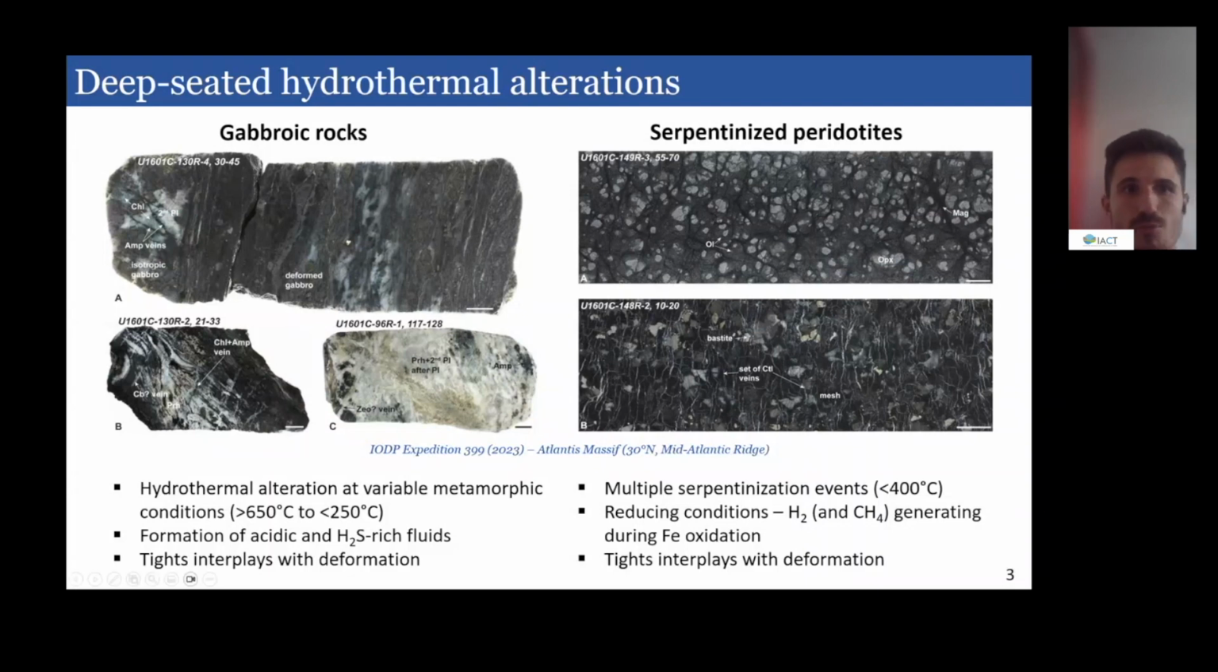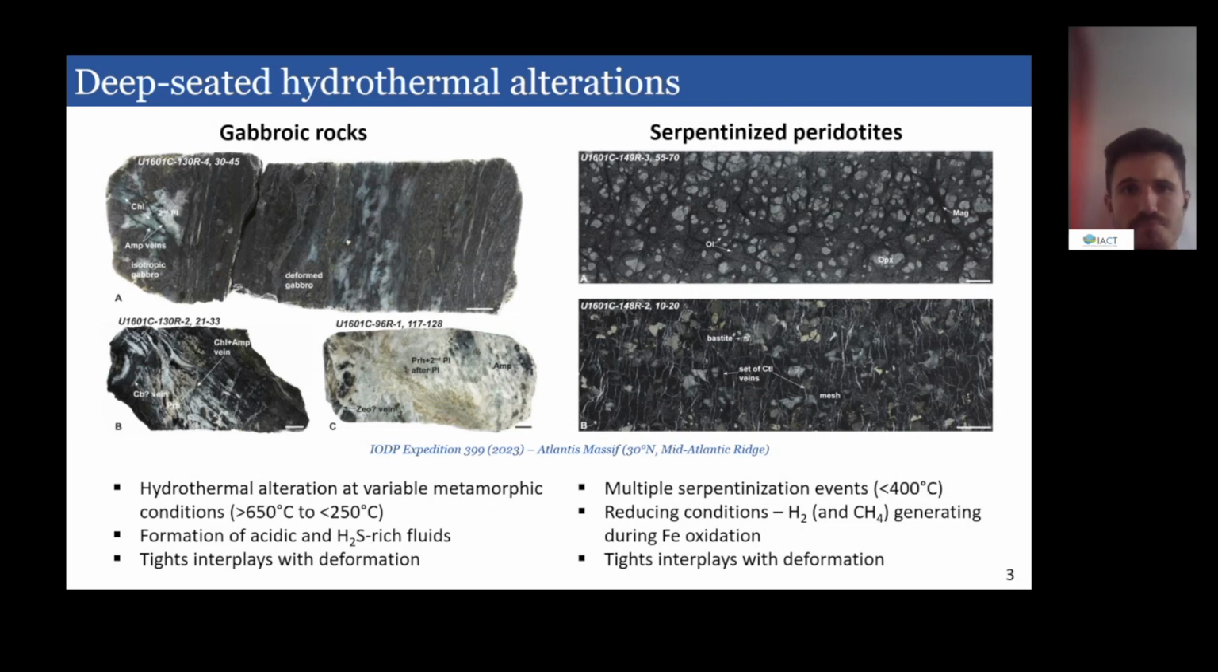And for instance, in gabbroic rocks, this is well reflected by the formation of different mineralogical assemblages, such as amphibole and chlorite at high temperature, and prehnite, secondary plagioclase, even zeolite at low temperature. While in peridotites, these fluid-rock interactions will mostly lead to the serpentinization of the peridotite, forming different serpentinization events depending on the fluid-rock interaction and depending on the thermal regimes during the fluid-rock interaction.